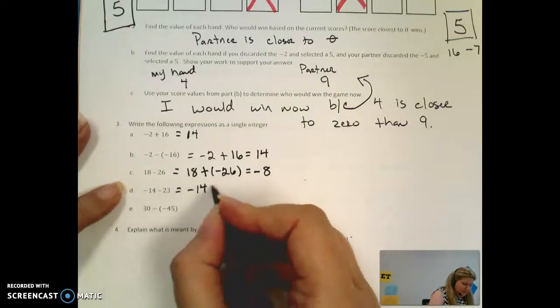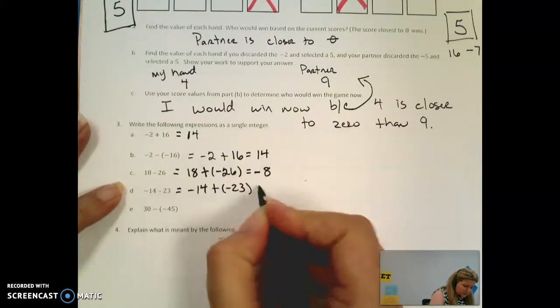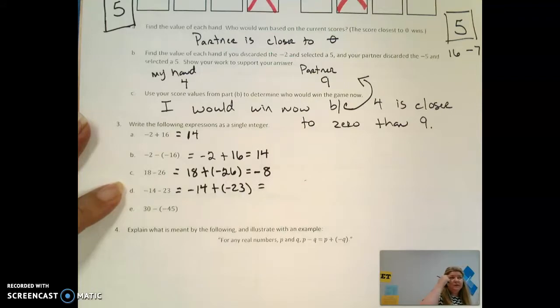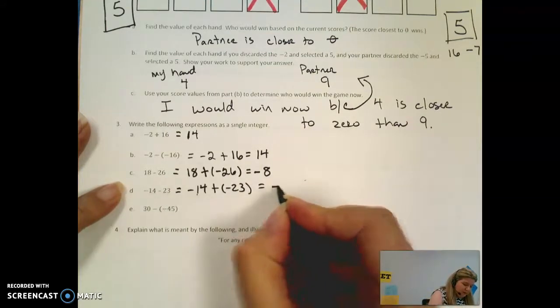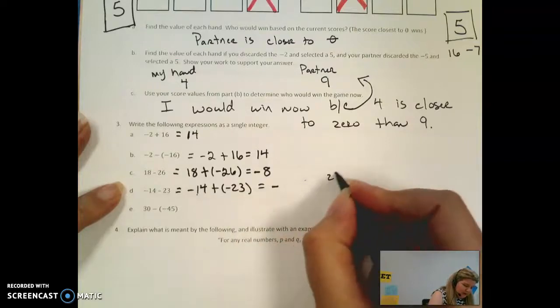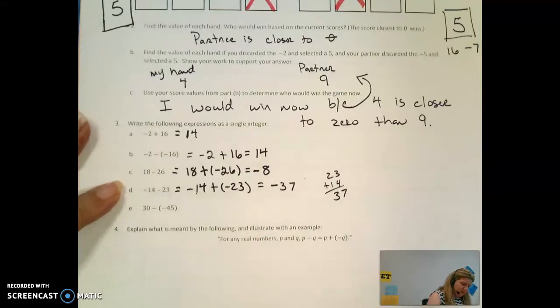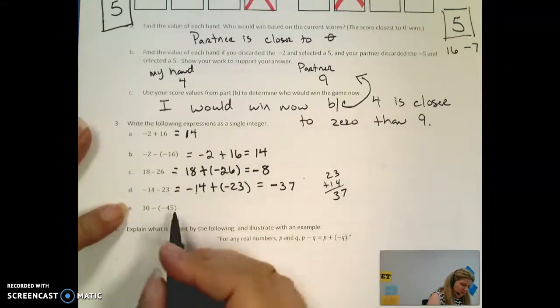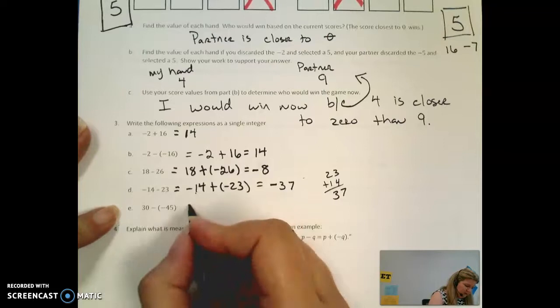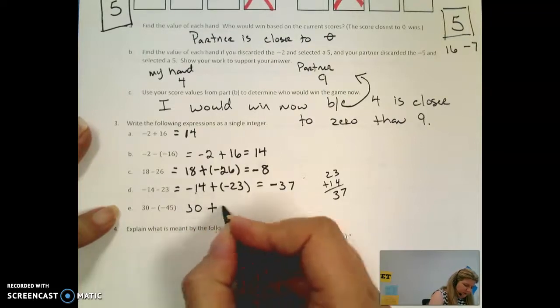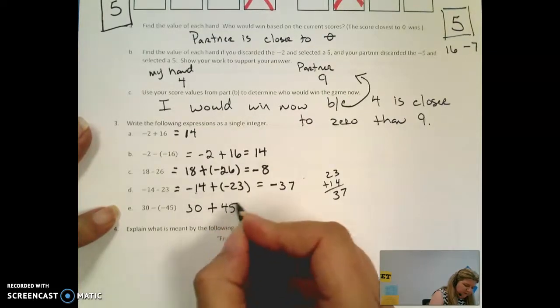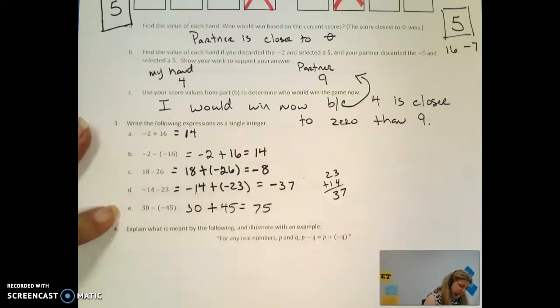Rewrite this, negative 14 plus negative 23. I'm visualizing a number line. I'm going left and left some more. So I'll end up at the left, and I'm going to have to do some side work, and that's your response there. Finally, this one, I have 30 plus the opposite of negative 45 is 45, and that's 75.